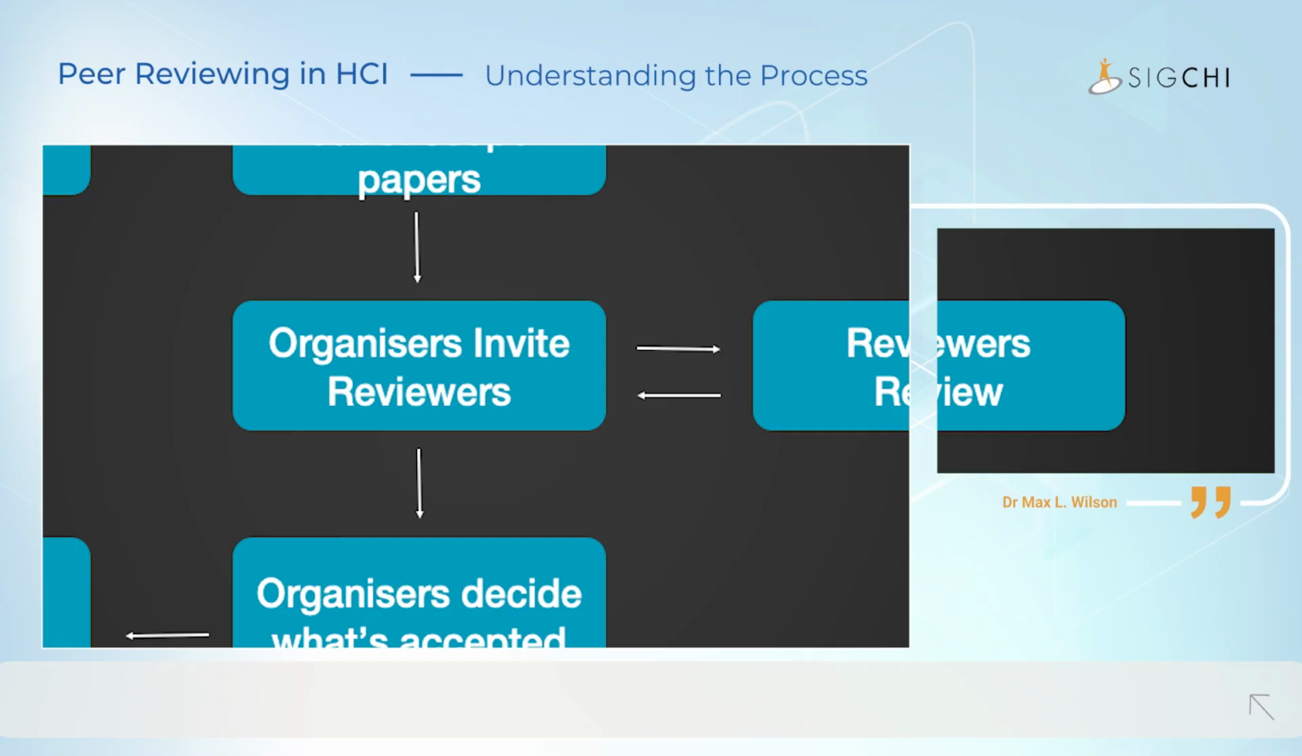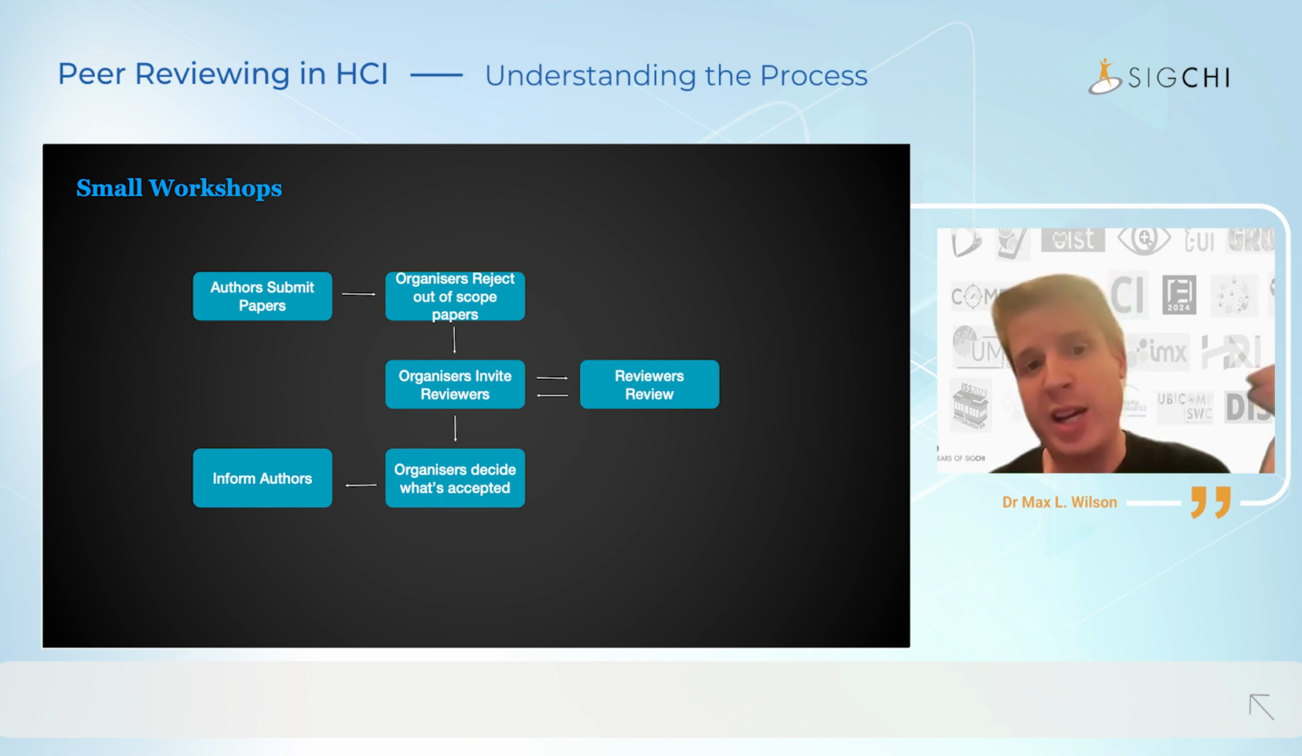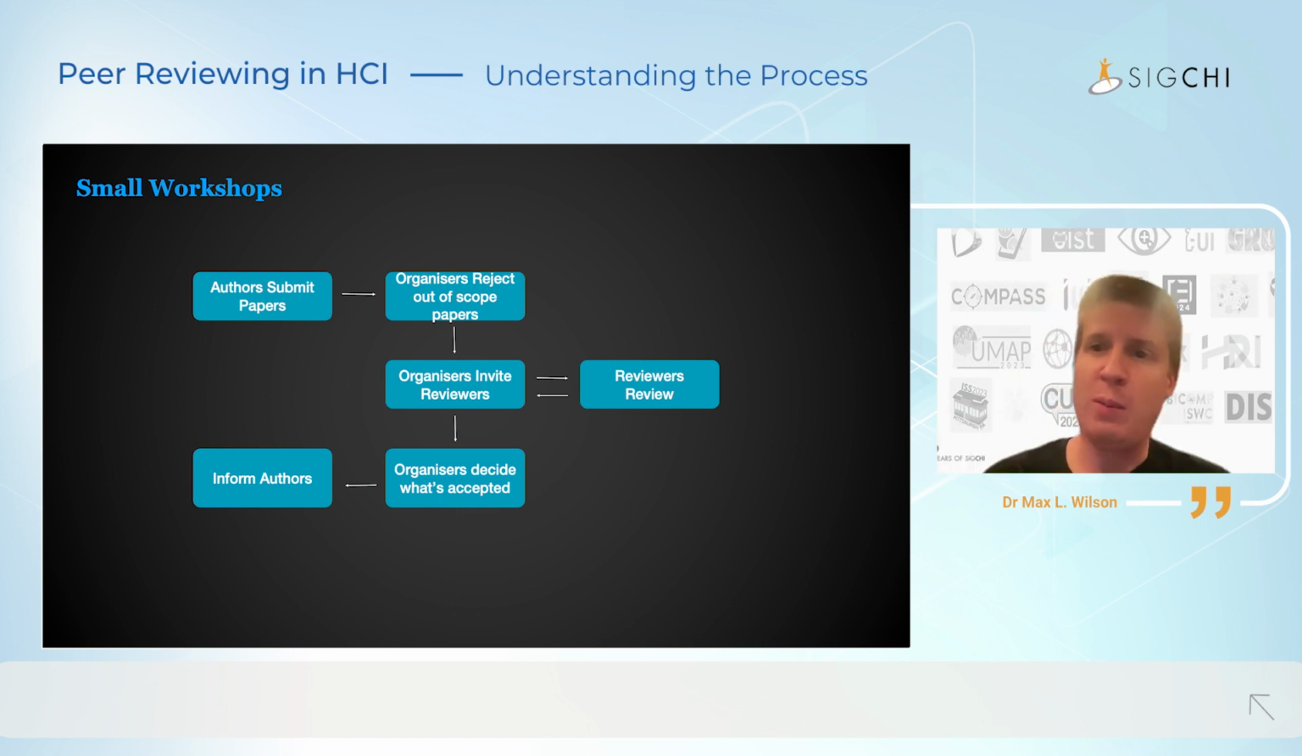Comparatively, for a workshop, the process is much smaller. Everything is kind of like authors submit papers to the workshop, which is typically a small paper. Organizers can reject some stuff if it's out of scope if they want, but otherwise they start reviewing it themselves. Maybe 2 of the organizers look at each paper and say, yeah, that looks good. That one's not really relevant, so we'll keep this one, not that one.